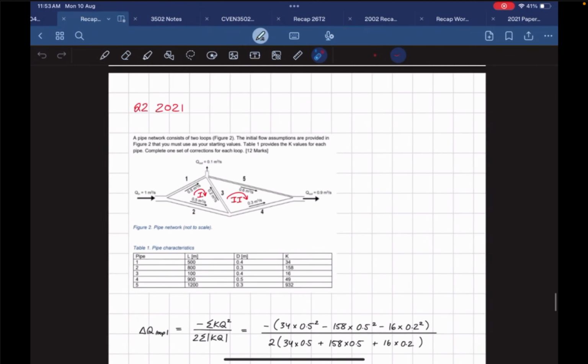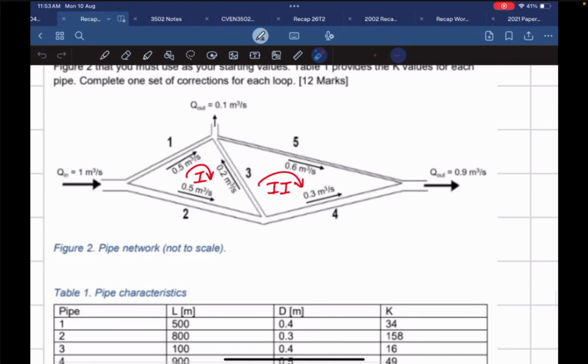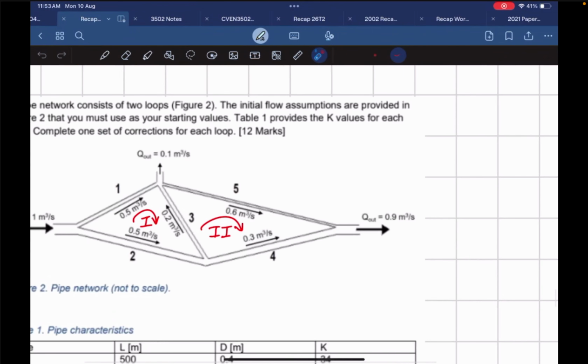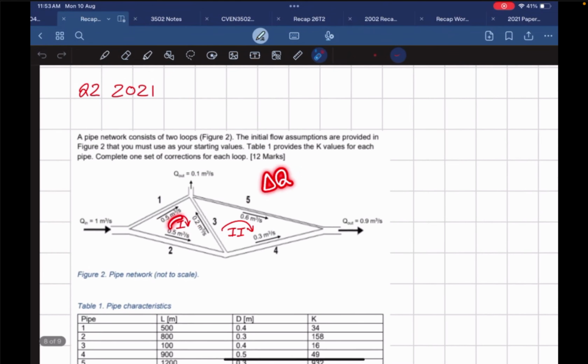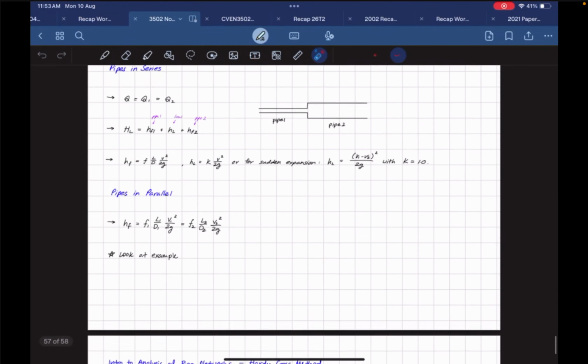I'm going to go over pipe networks. This one is from 2021. We've got two loops: loop 1 over here and loop 2 over here. What's pretty important is the direction of your arrow, so don't get lost. I'm assuming that my change in flow is going in a clockwise direction. It's an assumption, which you don't have to prove because your final answer is going to be the same.